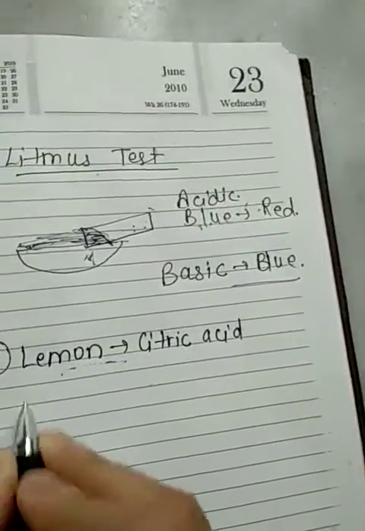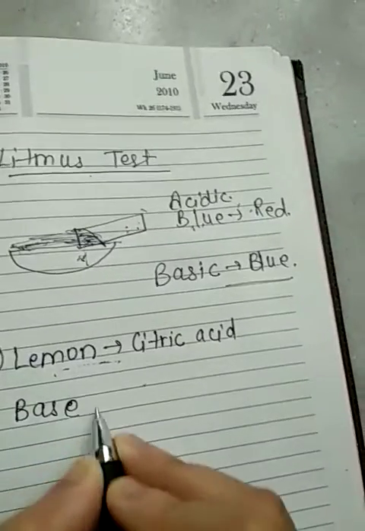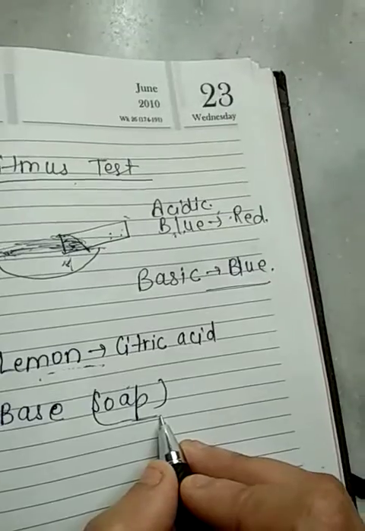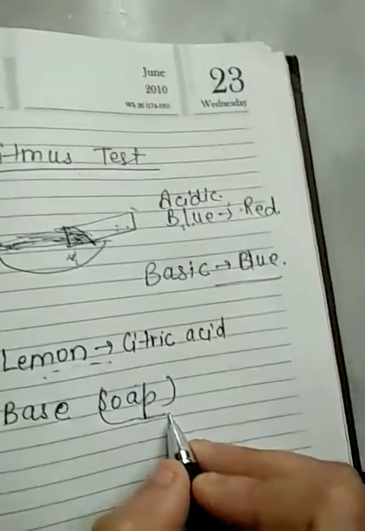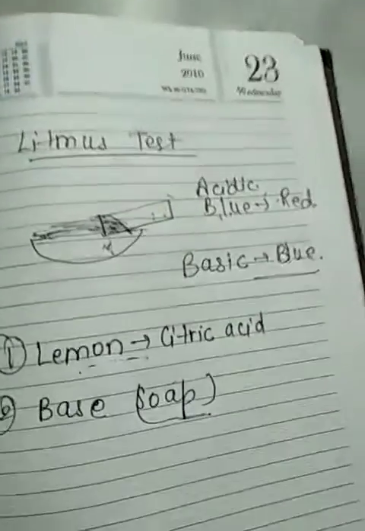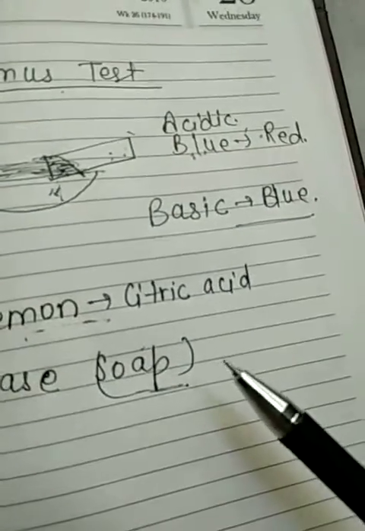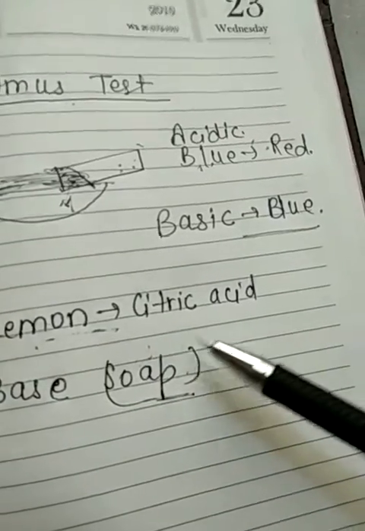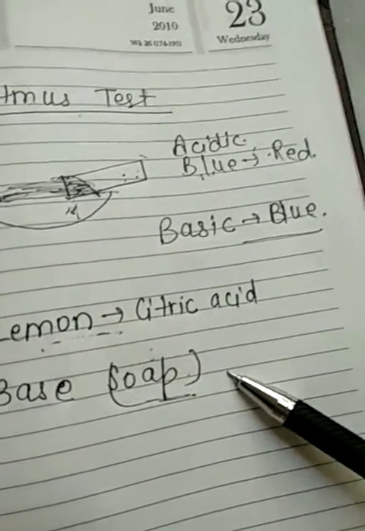Relatively, when you try a base, that is soap, you take soap solution in a bowl, and here you use red litmus paper, because only with solution this test will happen. For this, the blue litmus paper turns red.